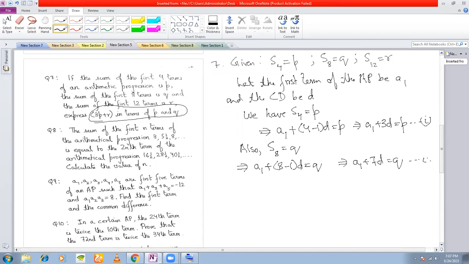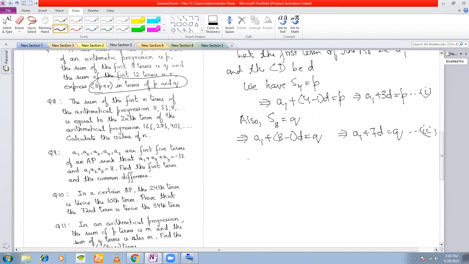Again, we get two equations. We'll keep the third condition S12 for later. We'll use the first two conditions to solve for A1 and D. So let us solve 1 and 2. A1 plus 3D is equal to P and A1 plus 7D is equal to Q. Subtract the two equations because A1 will cancel. How much will you get? Minus 4D is equal to P minus Q.